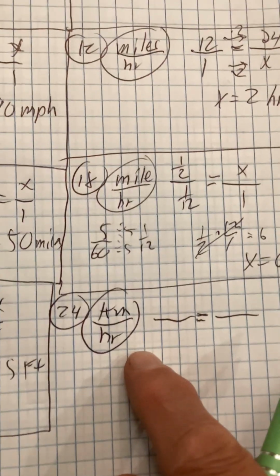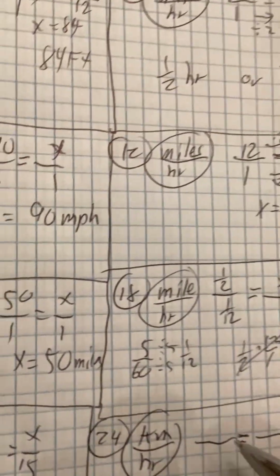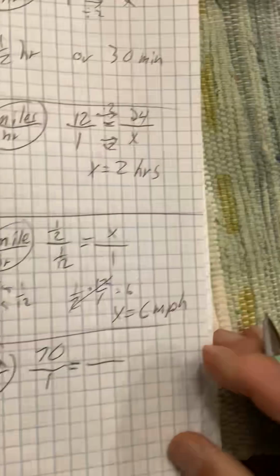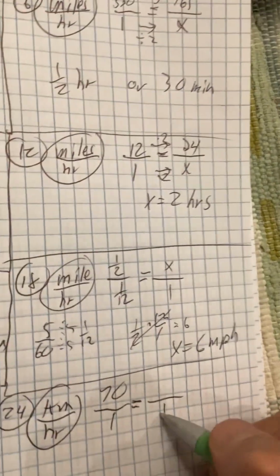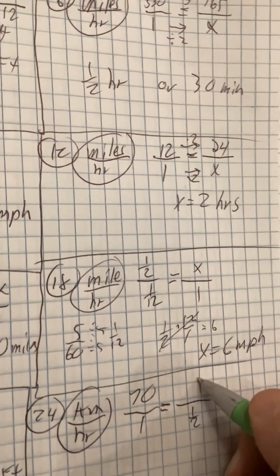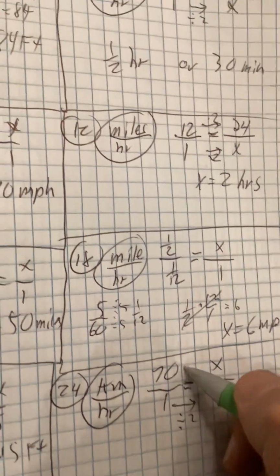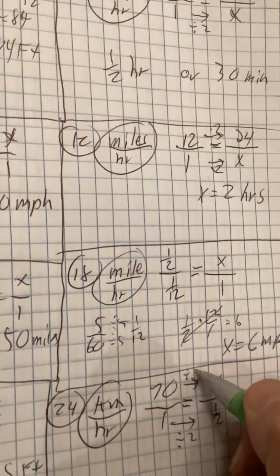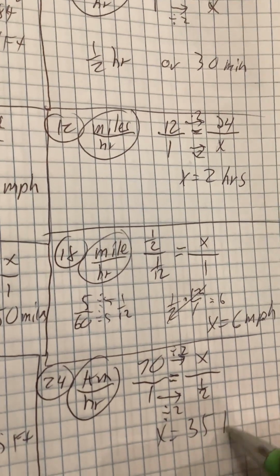And last one here, you got kilometers per hour. So you're going 70 kilometers in 1 hour. If it's 30 minutes, that's a half an hour. So x, that's just divide by 2. So I'm going to divide by 2. X equals 35 what? Kilometers.